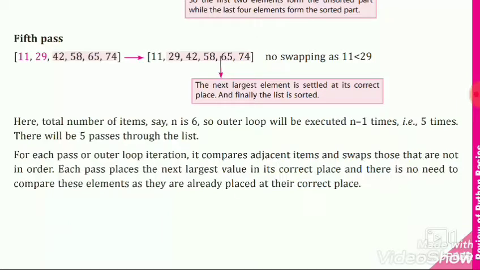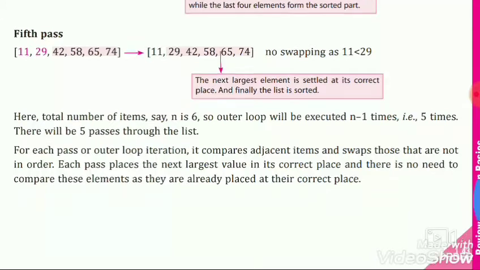For each pass or outer loop iteration, it compares adjacent items and swaps those that are not in order. Each pass places the next highest value in its correct place, and there is no need to compare these elements again as they are already placed at their correct place.